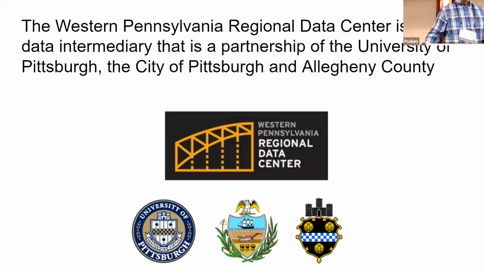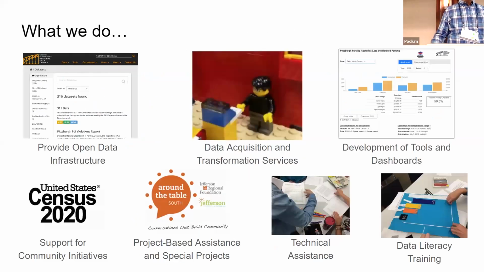So I work at the University of Pittsburgh. The project I manage, Western Pennsylvania Regional Data Center, is the Civic Data Intermediary. That's actually a partnership with University of Pittsburgh, City of Pittsburgh, and Allegheny County. And so what we do as an intermediary, we help people use data and help people publish data. So we provide an open data infrastructure. We use open source software for that, CKAN, which is the same as data.gov. We provide data acquisition and transformation services. So we're setting up a lot of data pipelines from our two partner organizations and making those publicly accessible.